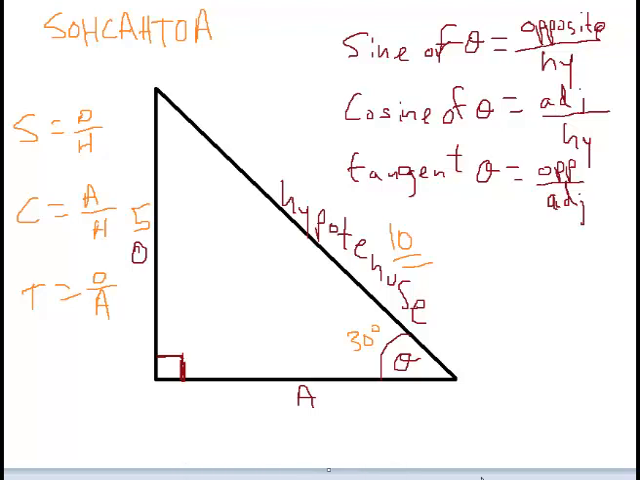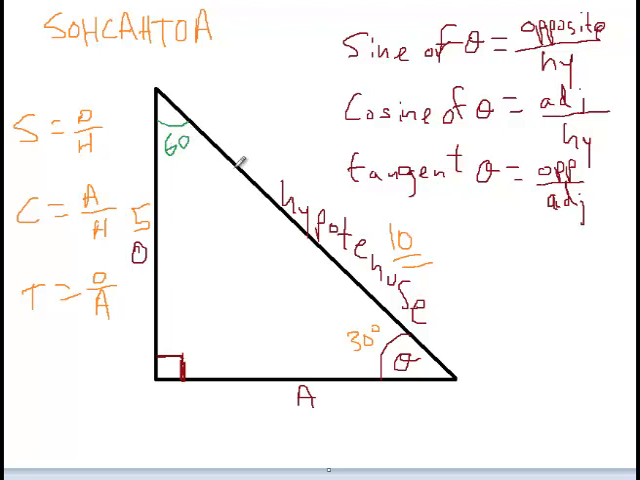And by the way, you might have also realized that if this is 30 and that's 90, this has to be 60. If this is 60, and I'm looking at this angle here, then this becomes the opposite, and this becomes the adjacent, because that's the one next to the angle. The hypotenuse, of course, stays the same. So if we wanted to, we could say this is 60, and then use the sine formula.